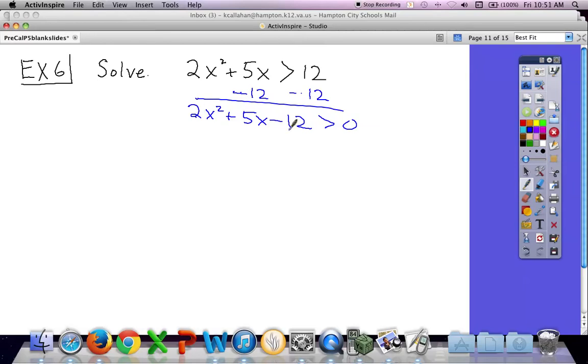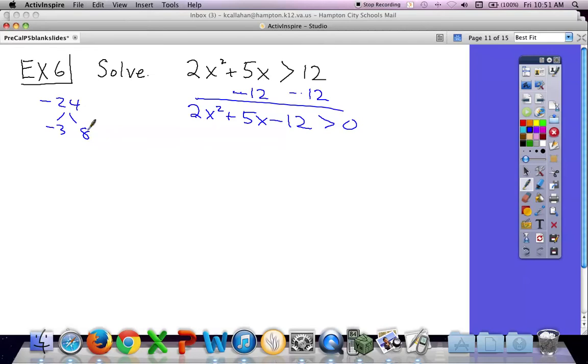2 times negative 12 is negative 24. What are the factors of negative 24 that add up to 5? 8 and negative 3, right? I mean, you know it has to be one positive and one negative. And you know that the bigger number is positive because that's positive. So you could think 1 times 24, 2 times 12, 3 times 8, 4 times 6, until you find the one that when you add them up, you get exactly what the middle coefficient is.